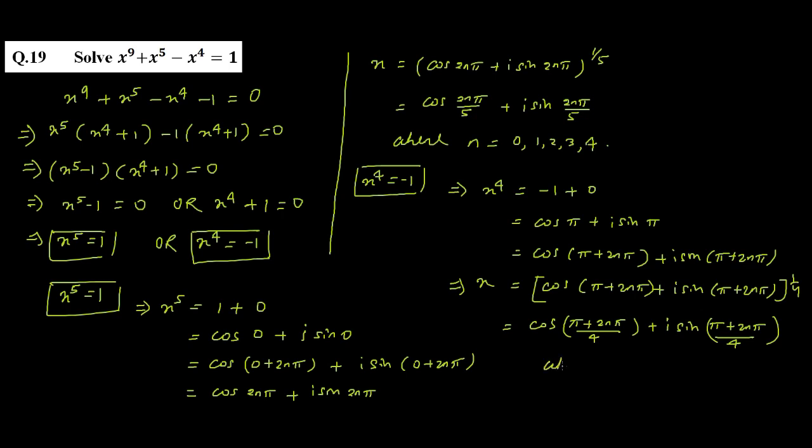Now right here, n is equal to 0, 1, 2, 3, because we are finding the roots of x to the power 4. That means the power is 4, so we will be getting maximum 4 roots. For n equal to 0, one root, for n equal to 1, another one, for n equal to 2, another root, for n equal to 3, the other root. Okay, so here question number 19 is completed.